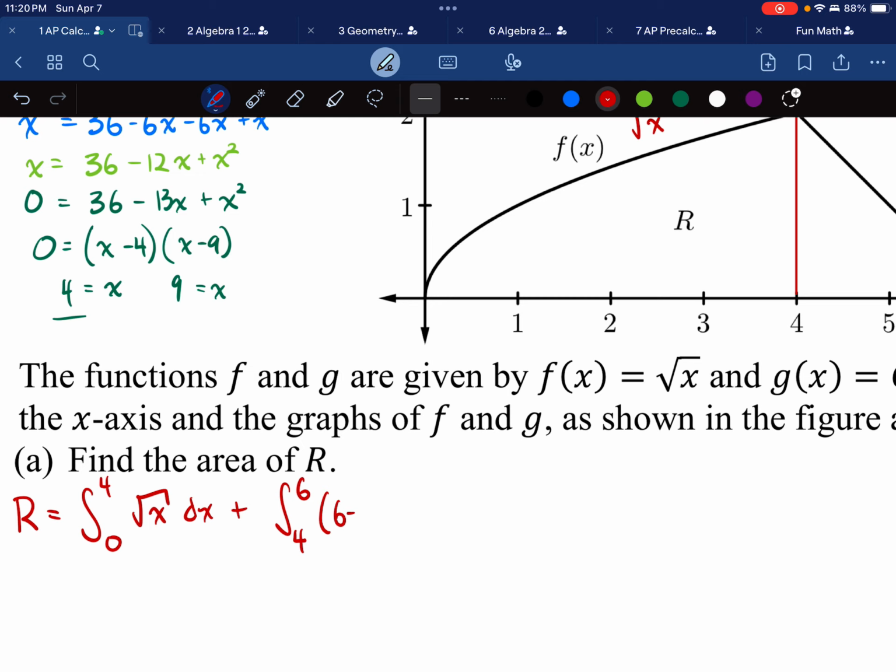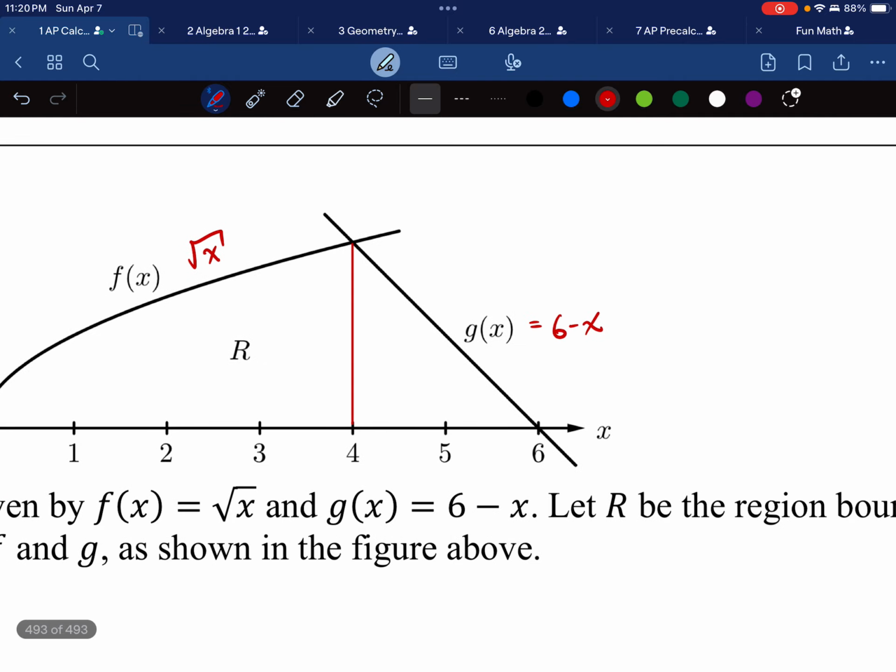So the quantity of 6 minus x dx. And I don't have a calculator for this, so let's try to find some shortcuts here. The shortcut that I'm seeing is that I have a dashed line feature. So I'm going to make a dashed line right about there, and a dashed line right about there. And I can see that this is a square.